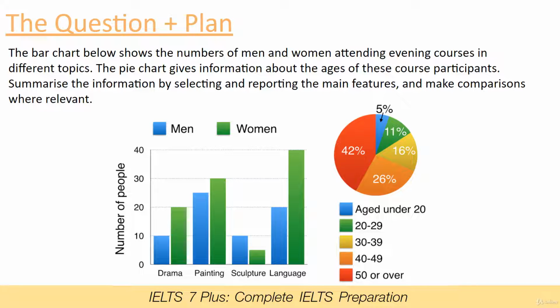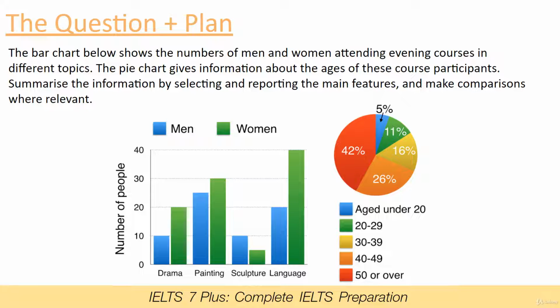So let's begin on the left. So on the left, we have our bar chart. At the top, men in blue, women in green. Let's look at the y-axis. We have number of people from 0 to 40. And along the x-axis, we have 4 different courses. We have drama, painting, sculpture, and language. The first thing I can see is language has what seems to be a pretty high number of enrolments. Sculpture, not so much. Painting seems quite popular. Drama, so-so. Okay, so that's pretty much the bar chart.